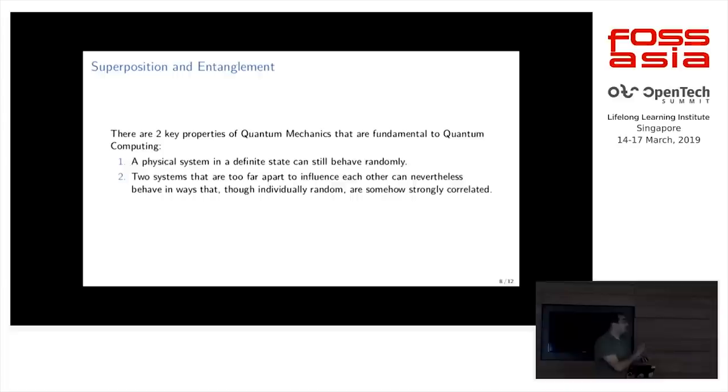The second one is a little bit more abstract, and that's called entanglement. That's two systems that are too far apart to influence each other can still behave in a way that, while individually random, are correlated. I know that's a little weird to think about, and hopefully later in the workshop, I'll be able to demonstrate that a little bit more clearly. But it's these two properties that really make quantum computing special, because it's relying on these quantum mechanical effects.